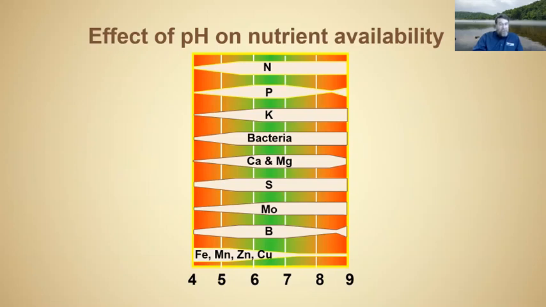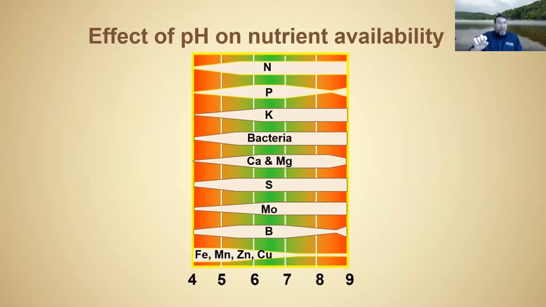This slide may look a little bit scary, but really the way to interpret this is on the bottom, we've got our pH range running from 4 to 9. And for the various nutrients, nitrogen, phosphorus, potassium, also bacteria, and on down, you'll see that the width of that bar changes. When it's narrow, the nutrient is relatively unavailable. Where it gets thick, it becomes more available.